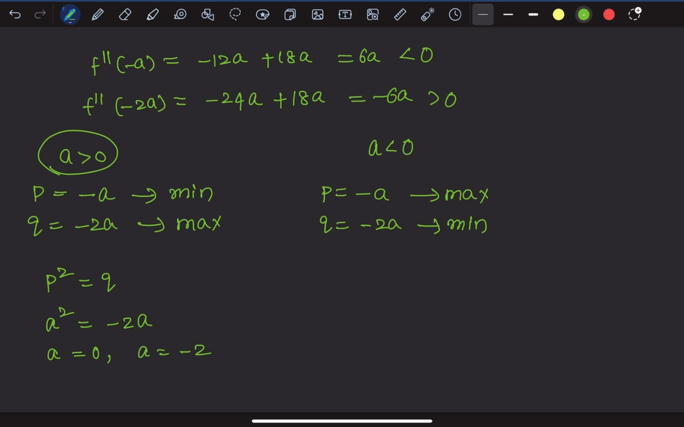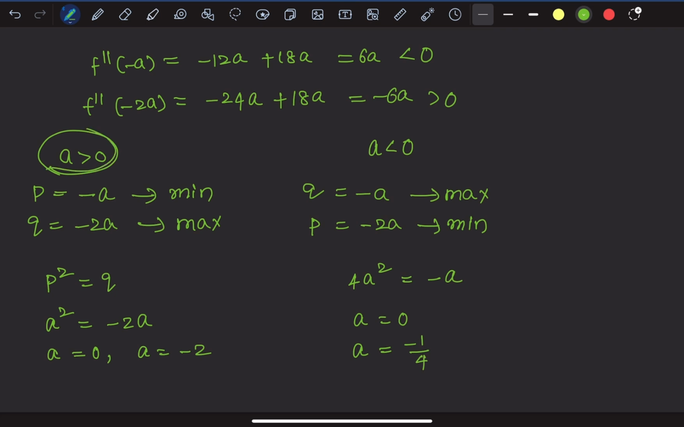Alright, and if you go to this other case, p square is equal to q. Sorry, here this is p, this is q. Minima is p, maxima is q. So p square will be 4a square is equal to q. So a will be either 0 or a will be minus 1 by 4.